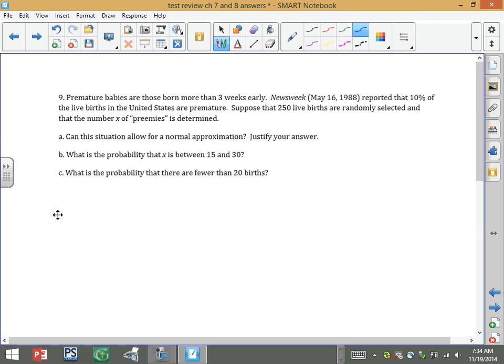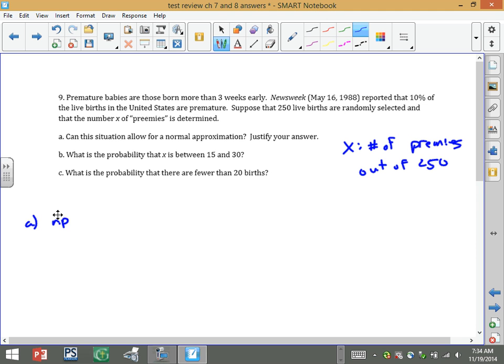All right, and then finally, number 9, preemies, babies born more than 3 weeks early. 10% of all live births are premature. So suppose 250 live births are randomly selected, and X is the number of preemies out of 250. Can we use a normal approximation?